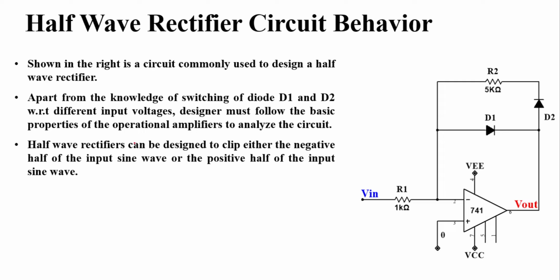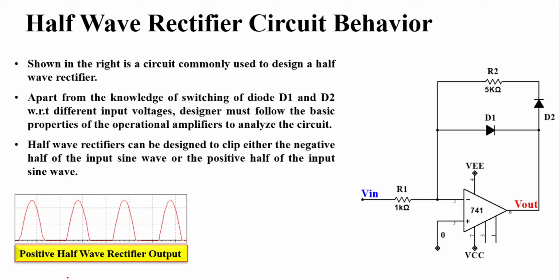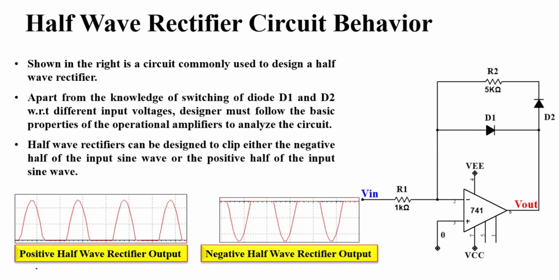Okay. So like I said in the previous slide, we can design either negative half clipped half-wave rectifiers or positive half clipped half-wave rectifiers. The output that you can expect from a half-wave rectifier is like this. First one, positive half-wave rectifier, where you get the positive half of the sine wave, or you can design a negative half-wave rectifier in which you will get the negative half of the sine wave in the output.